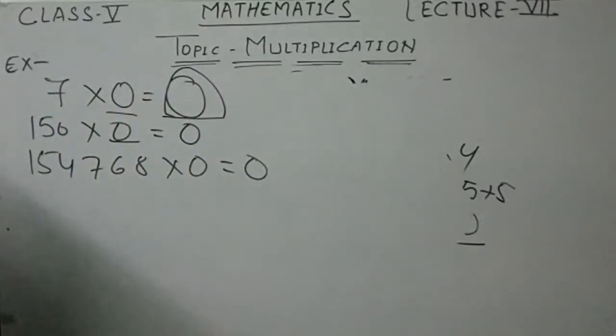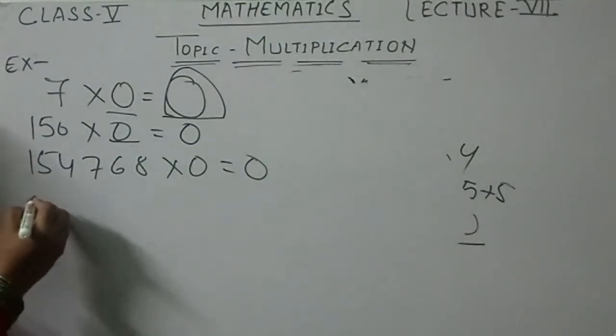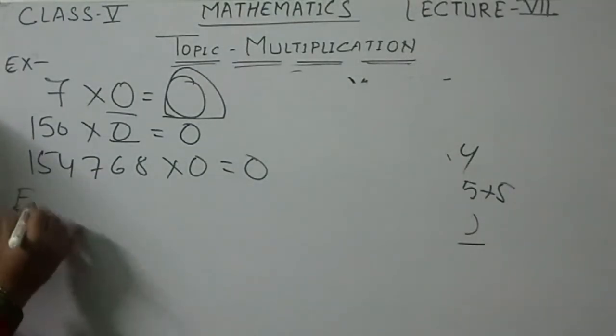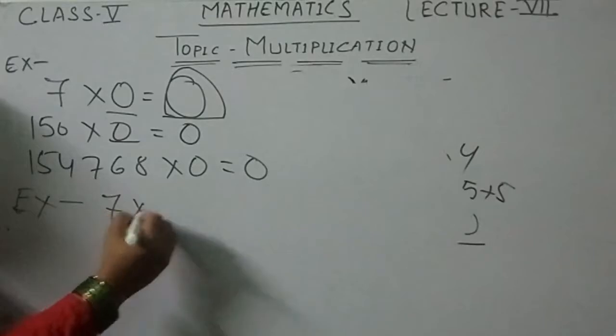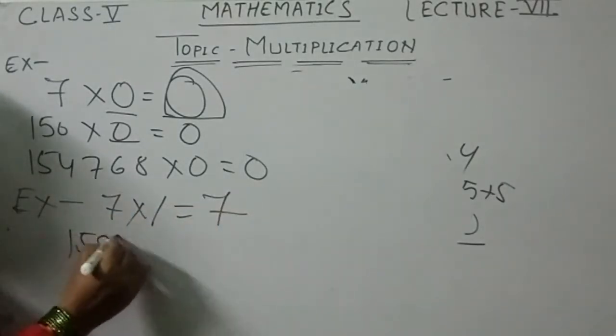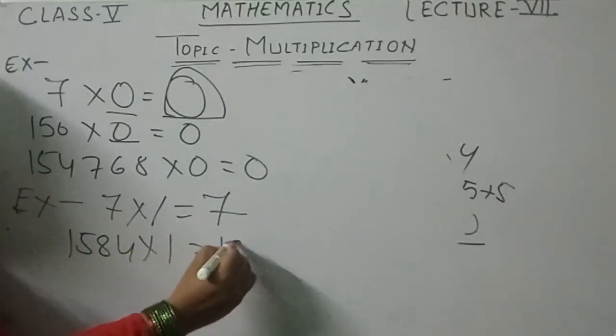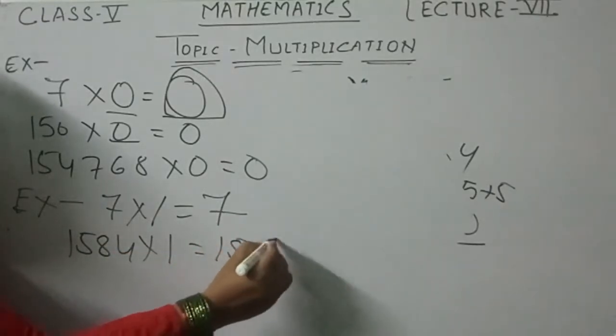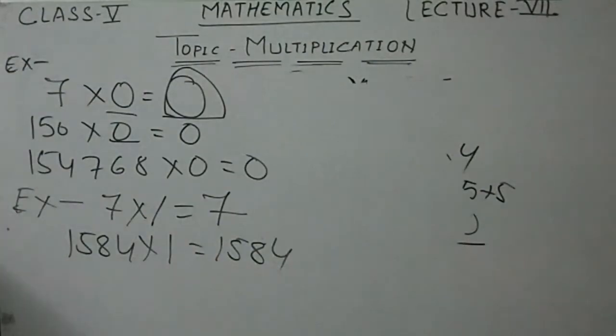In the other case, if we multiply any number with 1, then the number itself is the product. For example, 7 multiply 1, the answer will be 7. 1584 multiply 1, the same answer will be 1584. Those are the two special cases, 0 and 1. When multiplying by 1, the answer is always the same.